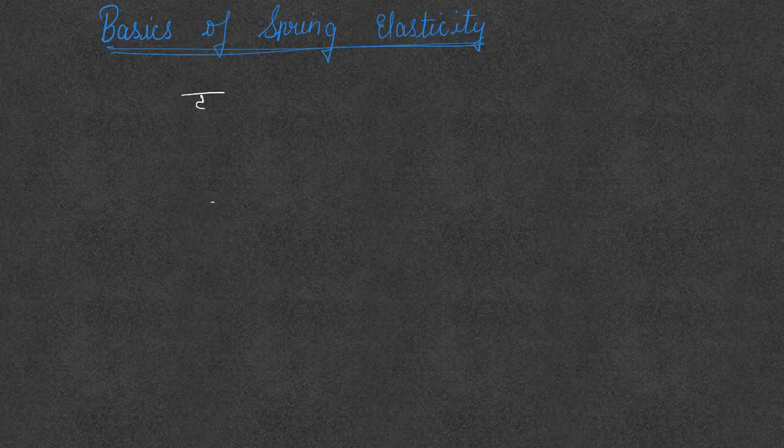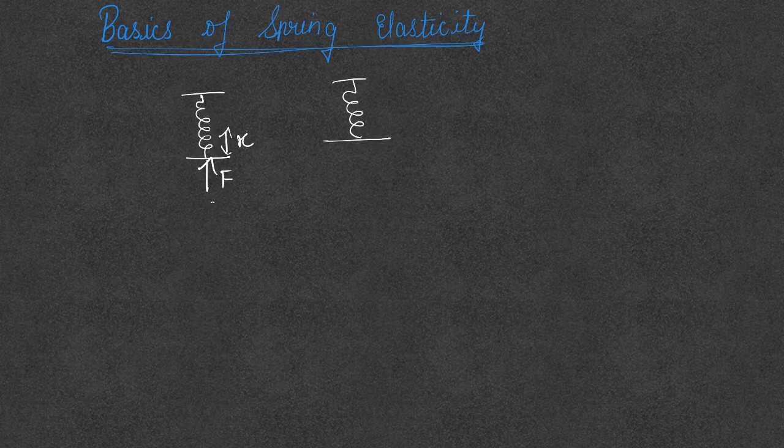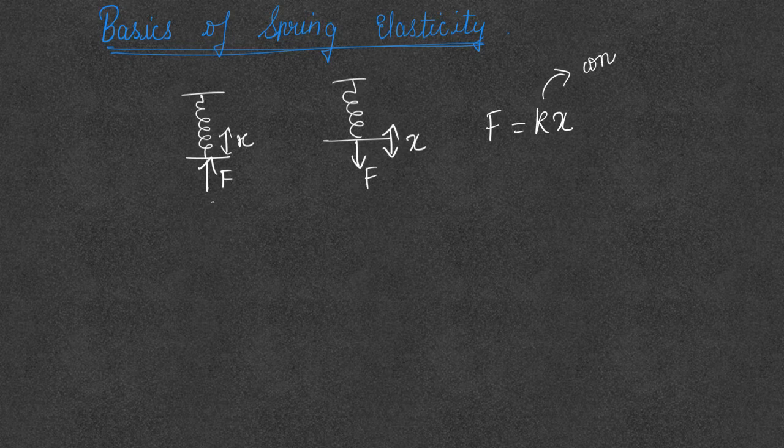So we have a spring over here, and let the force applied be F, which is in the upward direction. So there will be a compression, and that compression is X. You can also see this as if the force is applied downwards, then the spring will extend, and how much the spring extends is X. So the formula is F equals Kx. K is the constant, the spring constant.